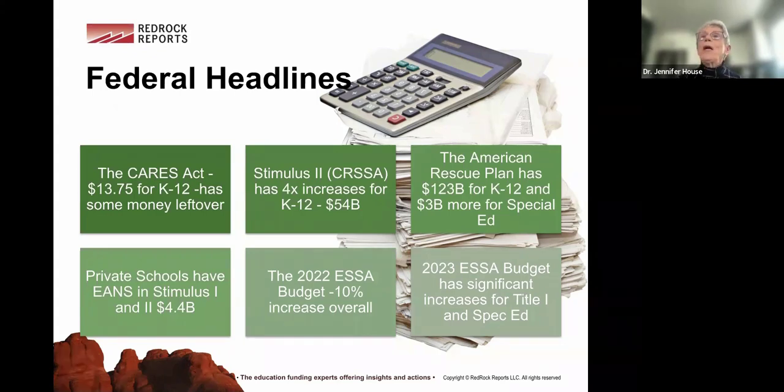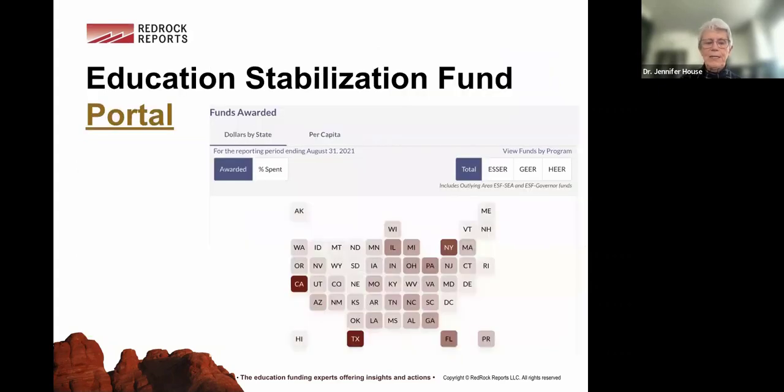Also, the 2022 Every Student Succeeds Act budget is a 10% increase overall. And I'll go over specific parts of that are available to you for SEL. And then 2023, I won't tell you how much, but significant increases for that. And I'll go over that a little bit later.